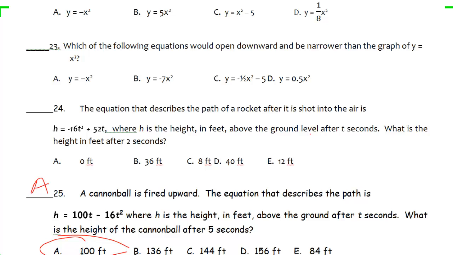I could also just sub in that value, 5, so I can put h equals 100 times 5 minus 16 times 5 squared. And I can plug this into my calculator to evaluate it, and you'll see you get 100 as well.